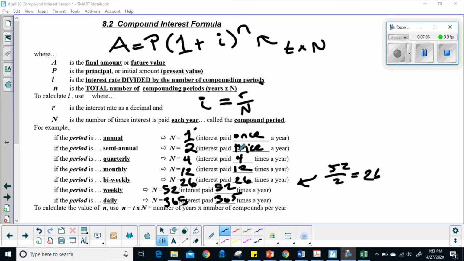Okay, so now that we know these numbers, we're going to be seeing one of each of these words in every single one of our questions. So we've got to pay attention and we've got to know what they are. We're going to do these little conversions off to the side every time. So we've got a little bit more work to do with our compound formulas.